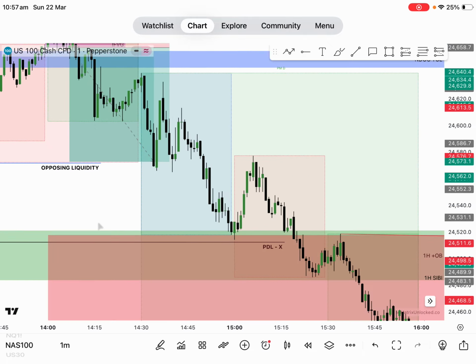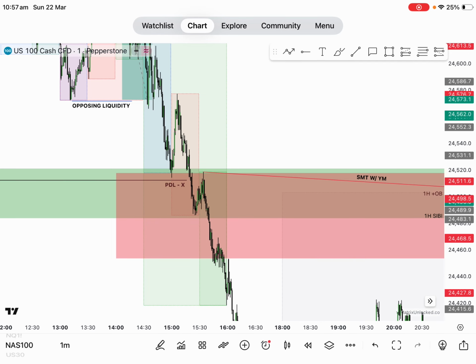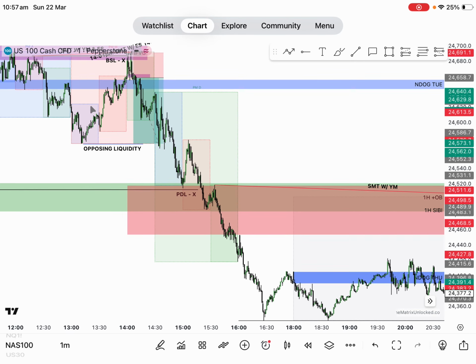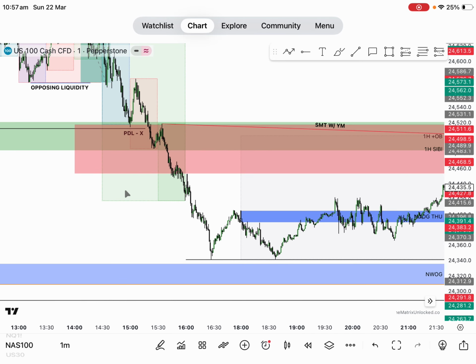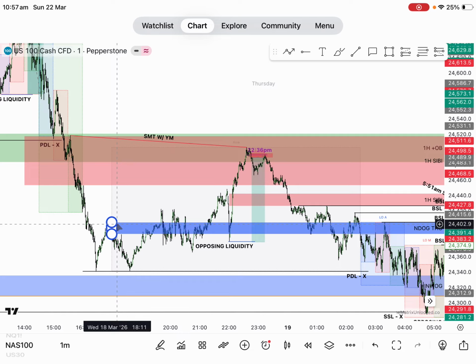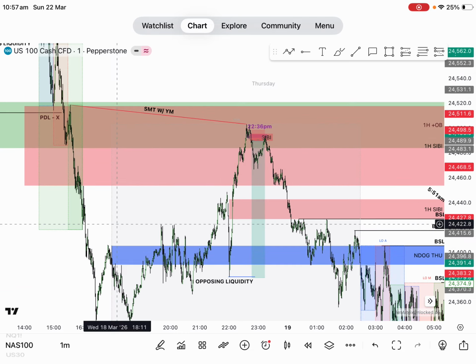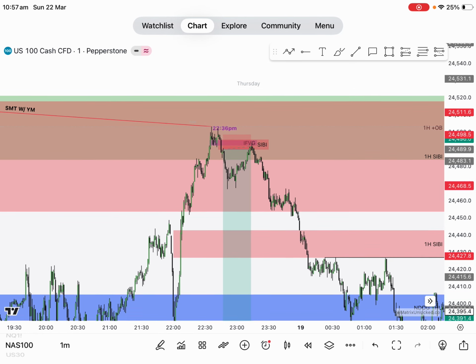Opposing liquidity, look, but it runs more, way more. I'm just showing you opposing liquidity, the nearest opposing liquidity. When I say opposing liquidity, I'm talking about the nearest. So the win rate is very high on this. Like I said, this week was 19 out of 19.